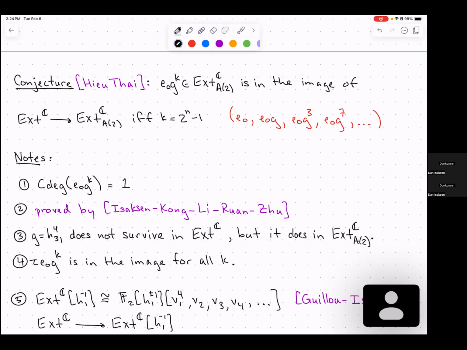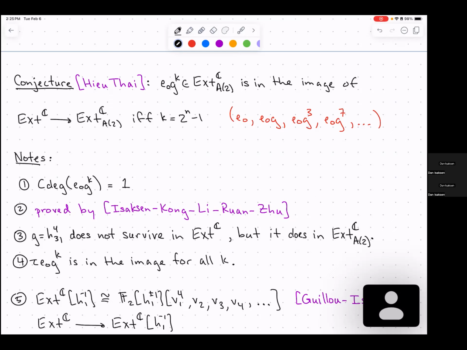Only sometimes, if and only if K is 1 less than a power of 2. These types of formulas always confuse me. I'd much rather see this sequence, and then I kind of know what elements I'm talking about, and if I need that formula, I guess I can. So E naught G, E naught G cubed, E naught G to the 7: those elements are in the image of the E2 page for the sphere. But E naught G squared, E naught G to the 4th, E naught G to the 5th, they're not in. That's the conjecture. The conjecture is that they're not in the image.